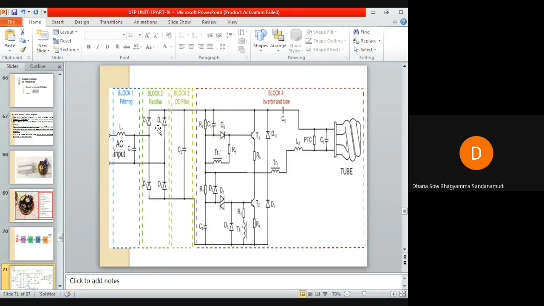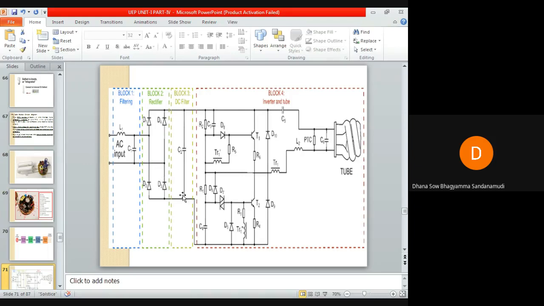Okay, next block you can see consists of a full wave bridge rectifier circuit. The purpose of this full wave bridge rectifier circuit is to convert AC to DC. Whatever AC input is given to this full wave bridge rectifier is converted into DC. If you observe carefully, this bridge rectifier consists of 4 PN junction diodes: 1, 2, 3, 4. So 4 PN junction diodes are there. The purpose of this block 2 is to convert AC to DC. The purpose of the first block is to filter the electromagnetic interference coming from the supply.